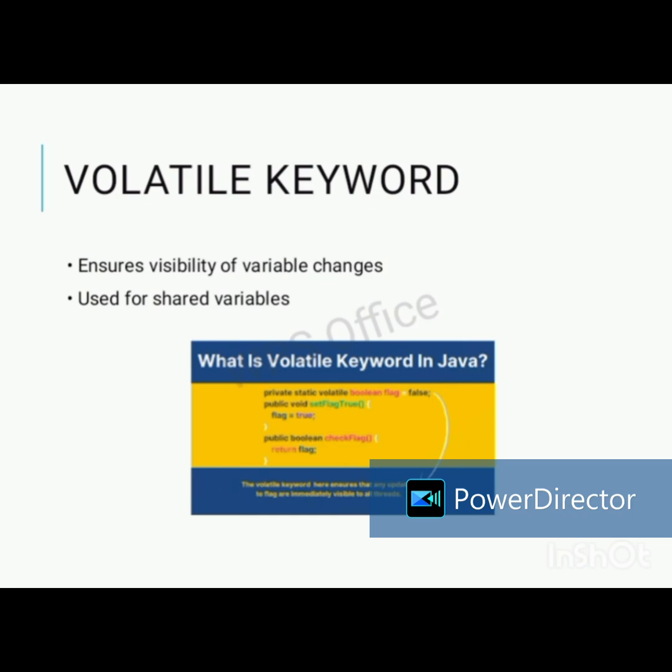First one, visibility. Changes made by one thread are immediately visible to other threads. However, volatile does not provide atomicity. For compound actions like count++, use synchronization or atomic classes like AtomicInteger. Use volatile for flags and state indicators, when atomicity is not required and you want lightweight visibility guarantees.